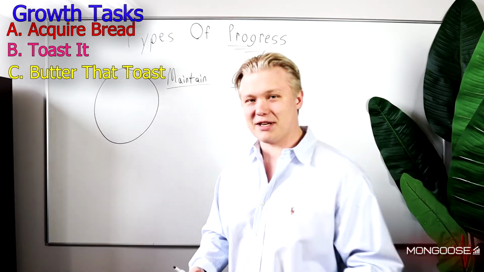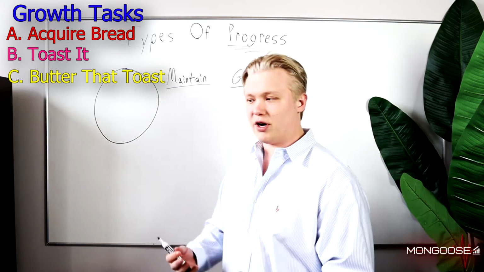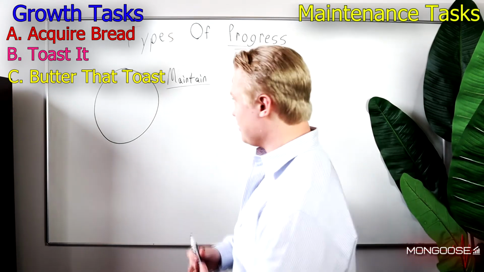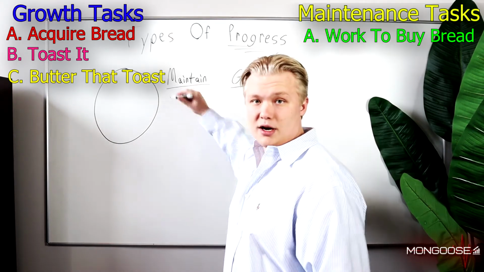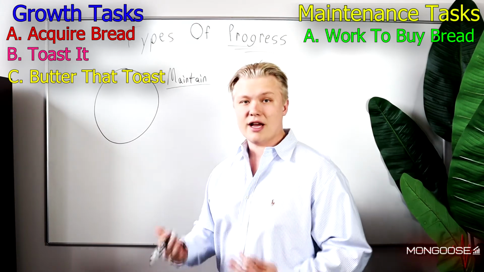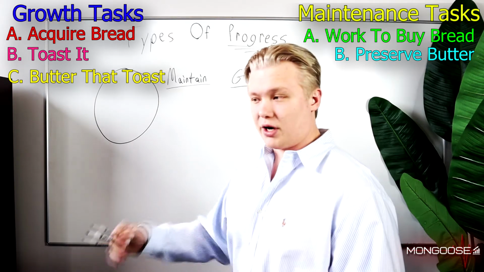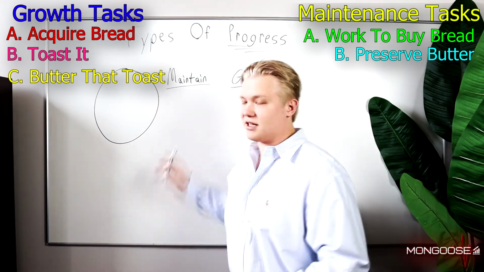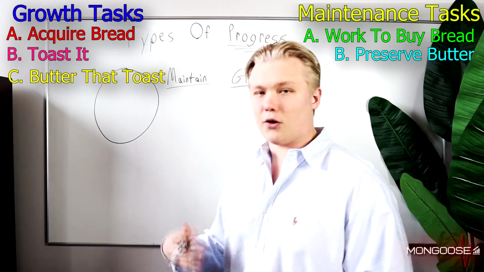Now, using that same example, you can think of that bread and butter and how they got into your house, right? So you worked your day job, which is in the maintenance category, in order to be able to buy that bread and butter. And then by taking that butter and putting it in the fridge, that's a maintenance task because you're using that to maintain the quality of the butter.